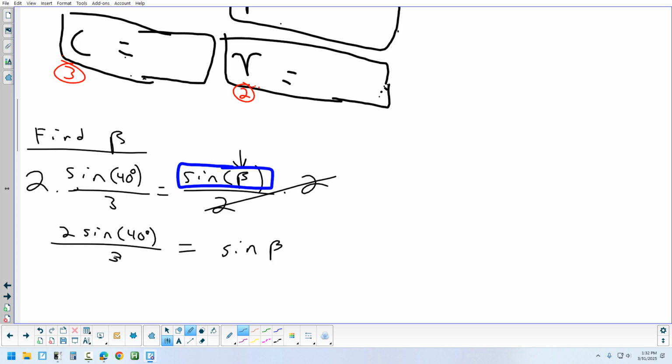Now, what are we trying to solve for? Sine of beta or beta? Beta. So we've got to get rid of sine. Division will only get rid of numbers and variables. That's a function name. How do you get rid of a function? You have to do the opposite of the function.